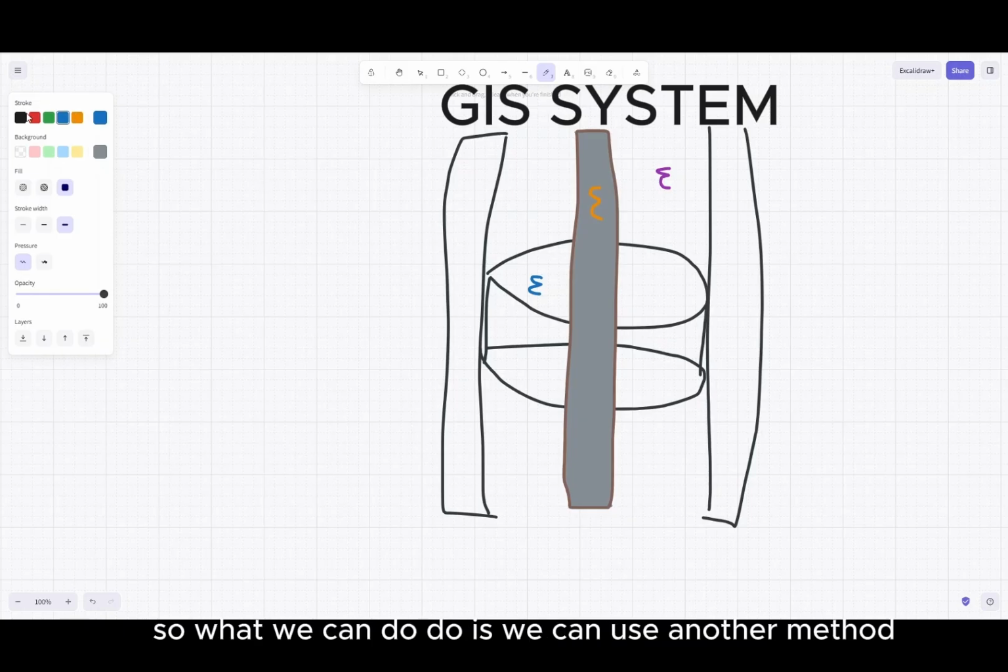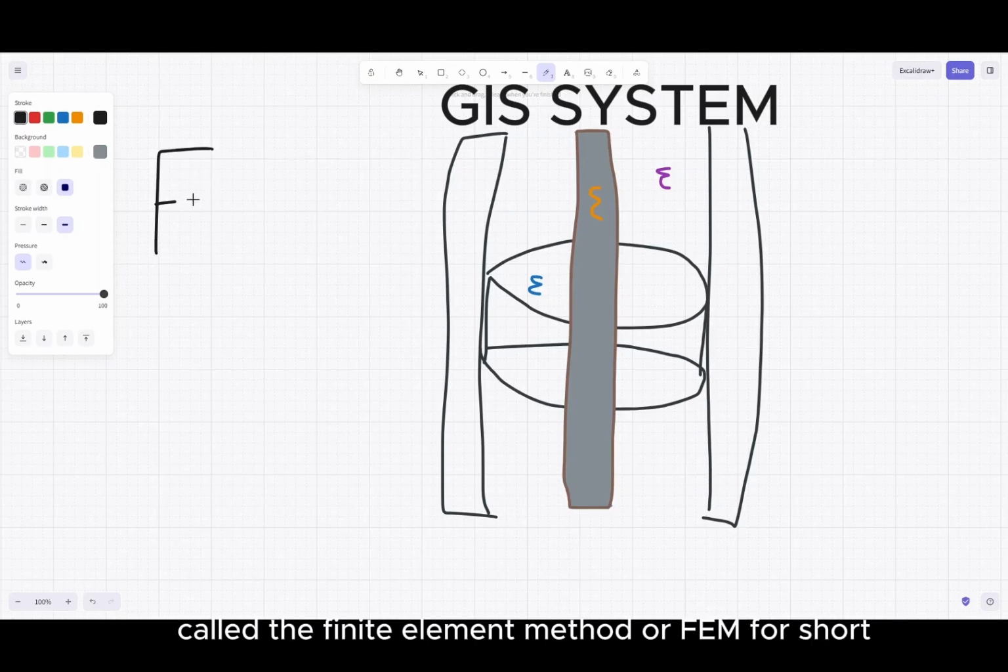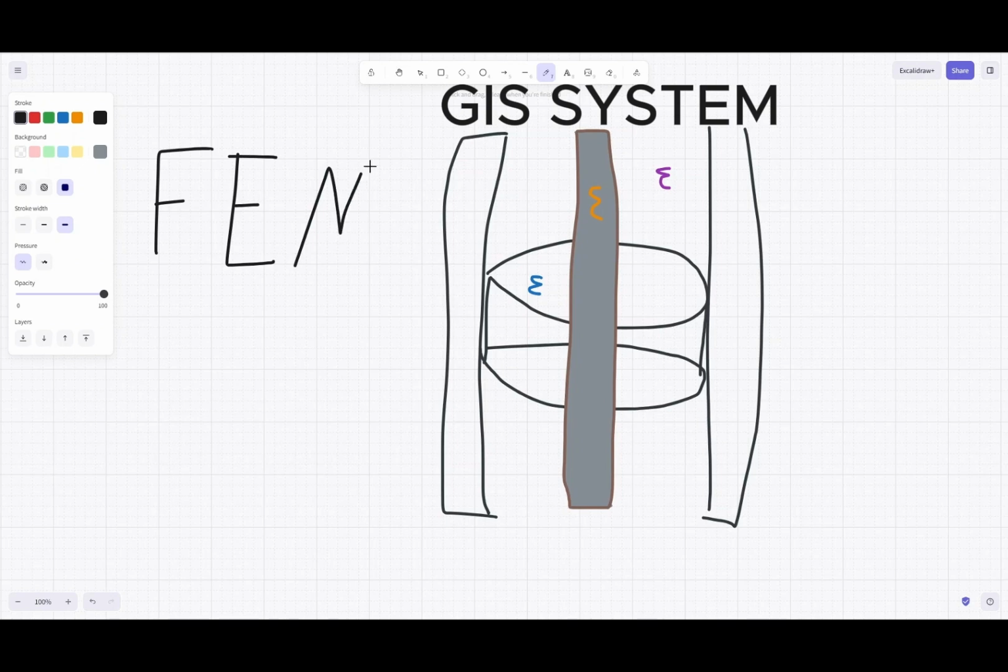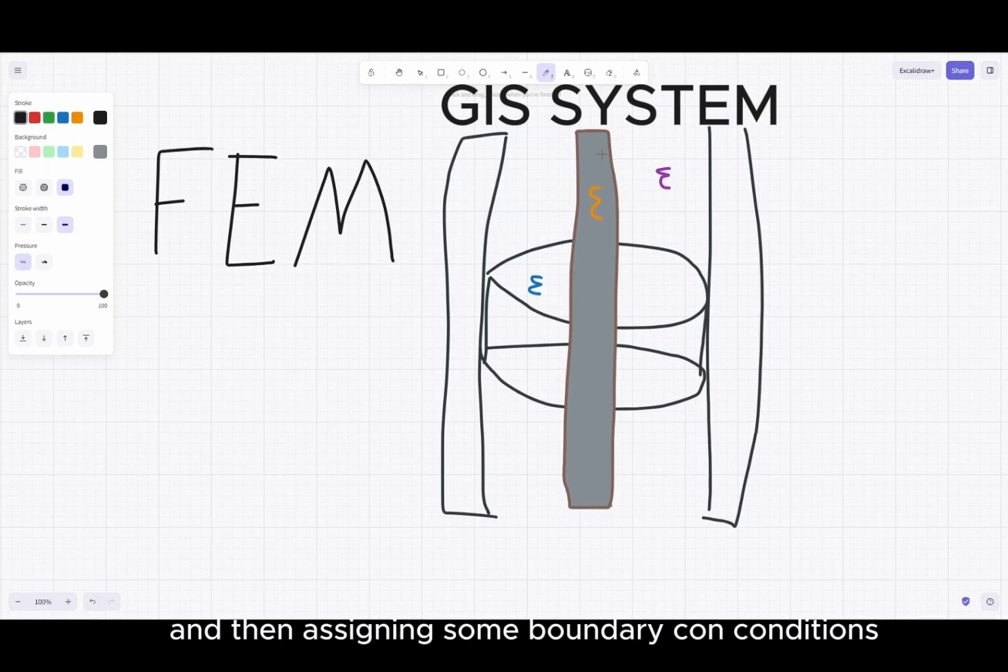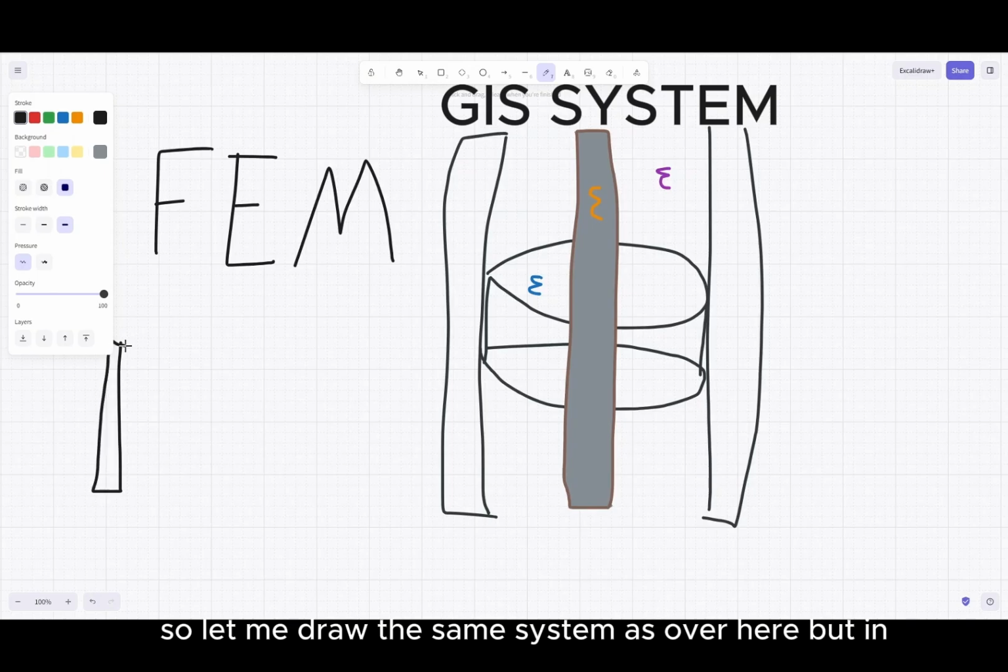So what we can do is use another method called the finite element method, or FEM for short. The finite element method models these complex geometries by only doing the models and then assigning some boundary conditions. So we model the geometry and then we assign some boundary conditions. And one way to do this is in 2D. So let me draw the same system as over here, but in 2D.